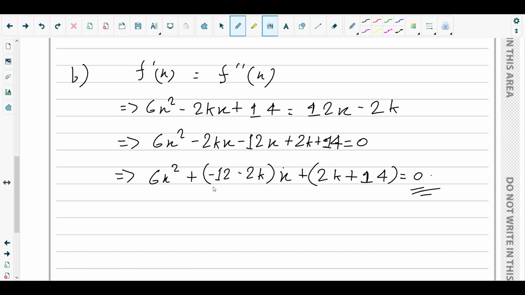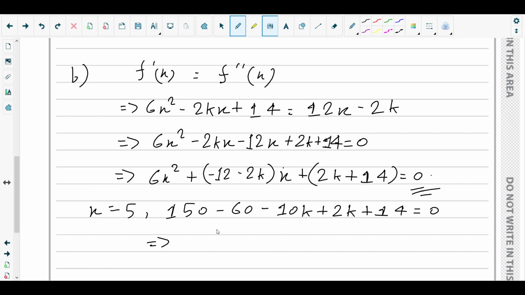Okay, since point A, it's the point of intersection, and this equation represents the points of intersection, we can put what? X equals to 5. So if you put x equals to 5, what you will get? 25 times 6, that is basically 150 plus what? Okay, it would be plus 5 times negative 12, that is negative 60, negative what? Negative 10k, right? Plus 2k plus 14 would be equals to what? 0, right?